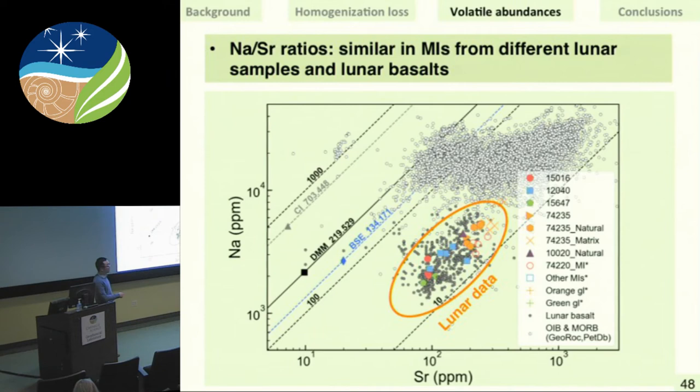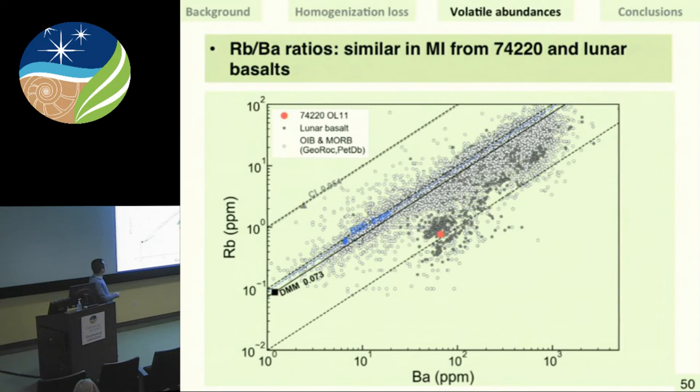We do a similar exercise for sodium over strontium ratios. And all the lunar data, including data from lunar melt inclusions in lunar basalts and in 74-220, all cluster around a small region. That means that sodium in 74-220 is also not very different from other lunar samples.